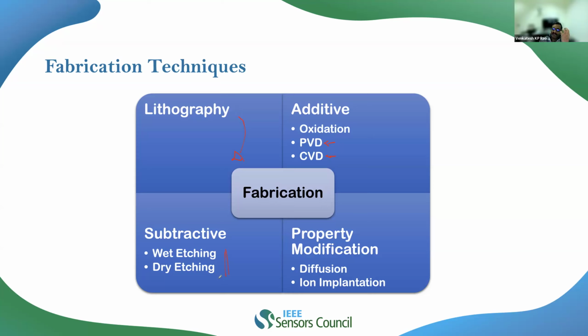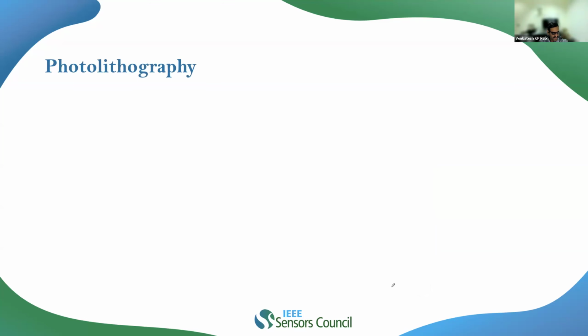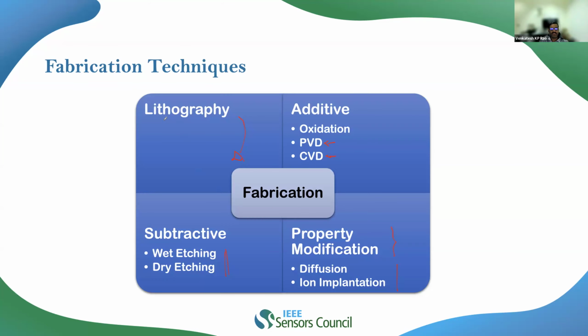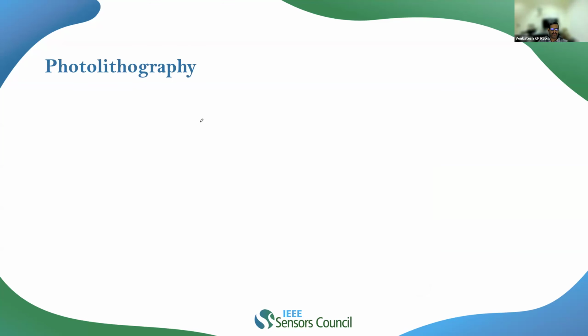Let us say that I have a single crystal silicon, and I want to improve its electrical properties. I can do the property modification using several microfabrication processes, such as diffusion and ion implantation. So the first and fundamental thing I mentioned here is lithography.